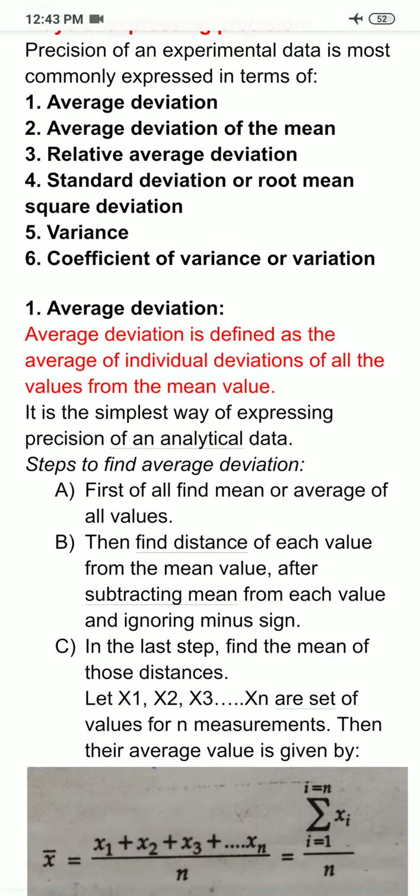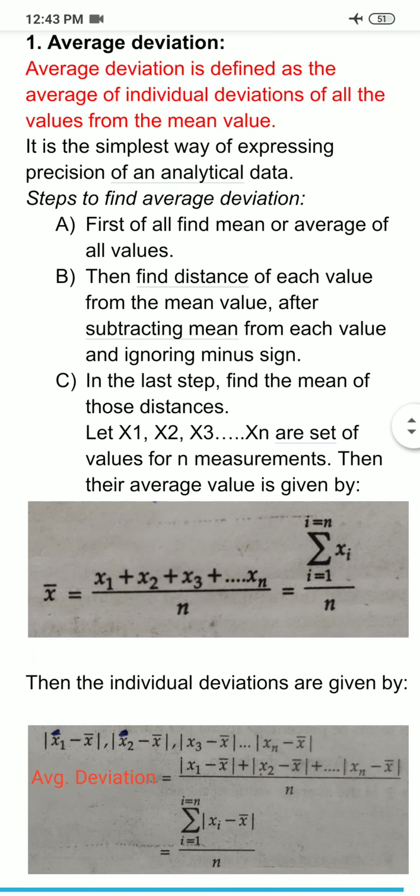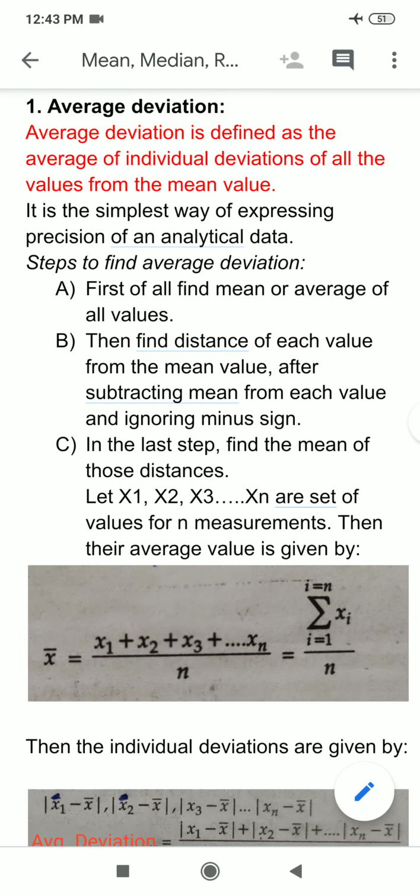Now you can see here, I would tell you how to represent average deviation later on, but first of all I am going to tell you the ways of determining average deviation. So first of all, suppose we are having a large number of values, then the first step to find out average deviation is to find the mean or average of all values. I have written it in subheading capital A. So first of all, we will find the mean or average of all values.